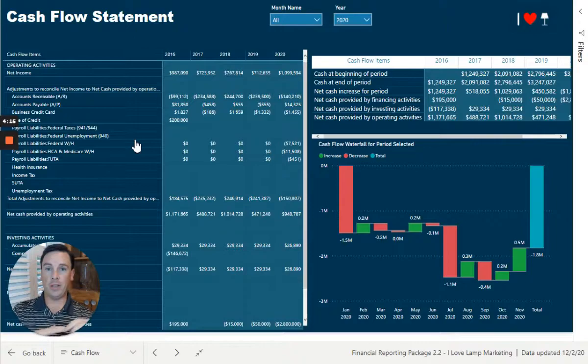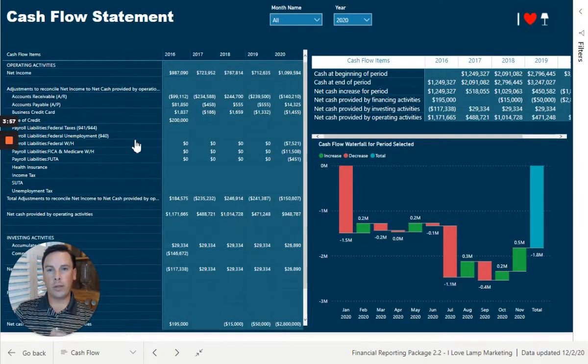The cash flow statement is an analysis of your cash flow from operations, so the underlying operations of the business, cash flow from investing, so investments that are made in the business or investments that the business makes, those would be cash outflows, and then also cash flow from financing. Think of that as loans.